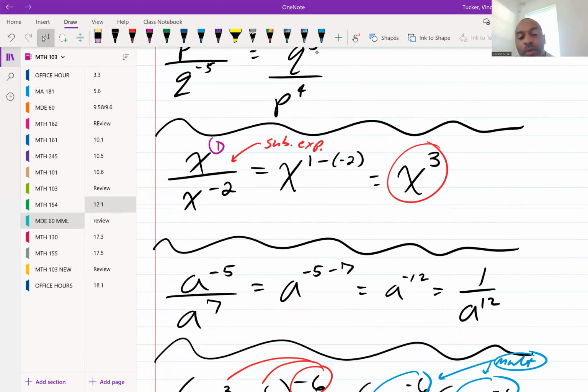All right, same thing here. We have a to the negative fifth over a to the seventh. Once again, make sure you don't lose the negative. So it's -5 minus 7. And that'd be -12 for your exponent. But if you're going to write your answer as a positive exponent, you drop your a to the 12 down to your denominator.